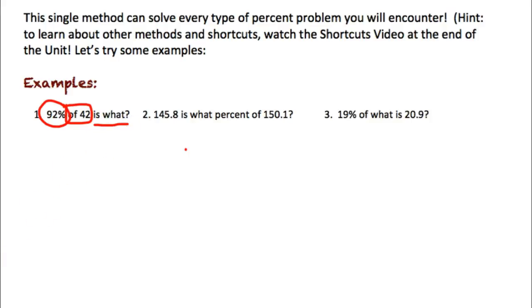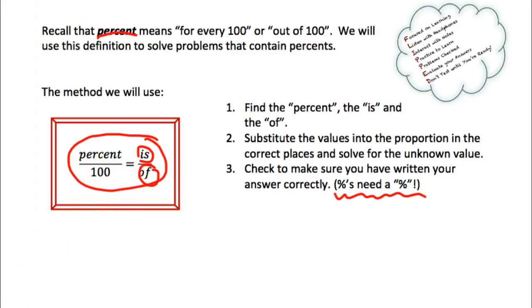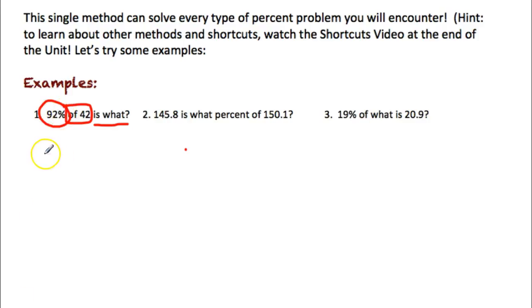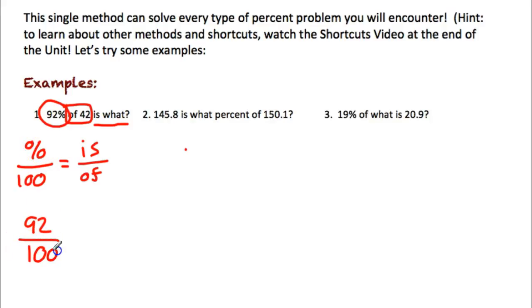Okay, so now if I look back, percent over 100. It says 92%, so we have percent over 100 equals is over of. And I have 92%, so I can put the 92 where the percent was. 100 is always there. Which was is? It says is what? I don't know what that is, so that's where I put a variable. I'm going to use x. Of 42. So of is right there, so I'll put the 42 right there. So now I have this proportion set up.